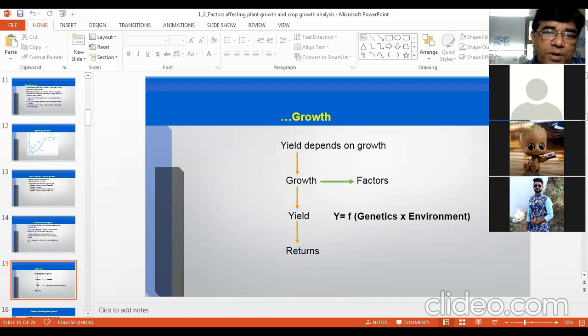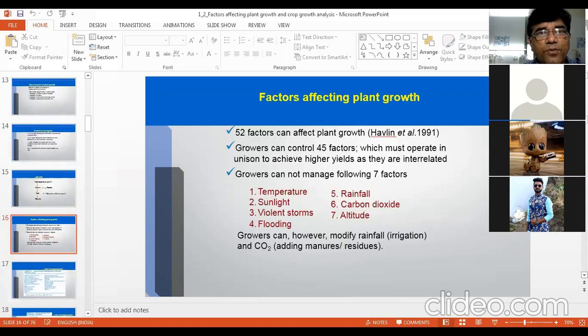As you might know, if we consider the factors, there are two important factors. One is genetics of the plant or crop, and the other is environment. Yield is a function of genetics and environment, and in environment you have many factors. We'll discuss different growth factors in detail. According to Havlin, there are 52 factors that can affect plant growth. So there is a large number of factors.